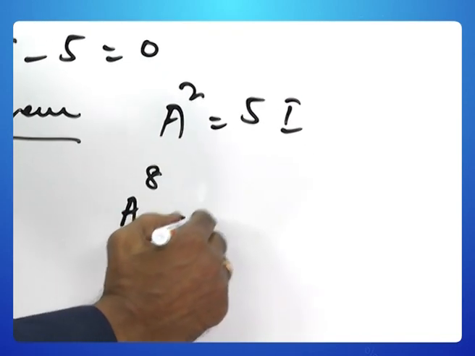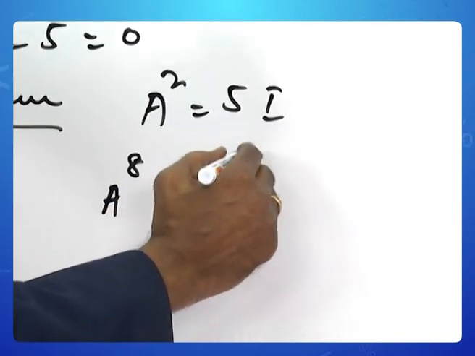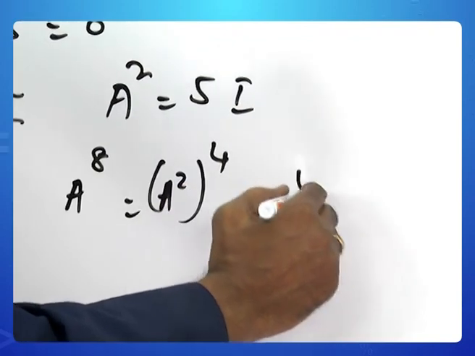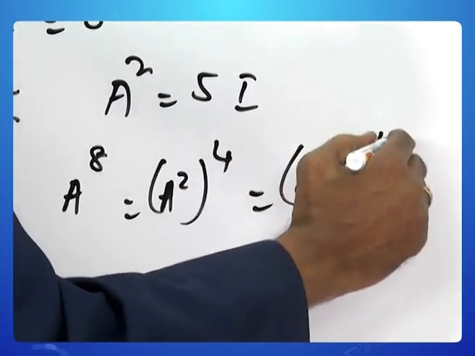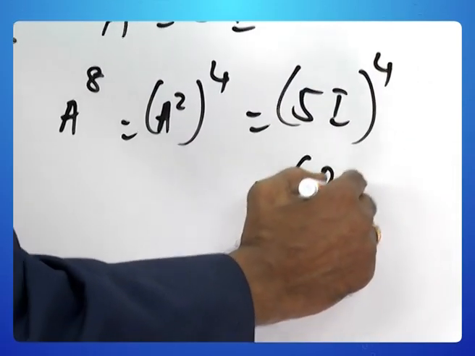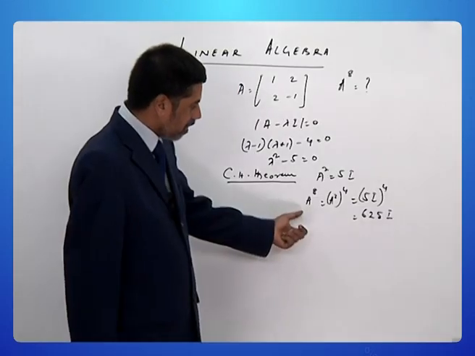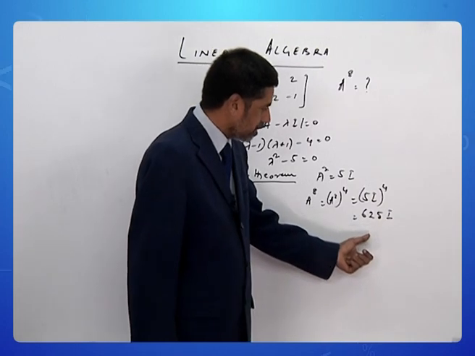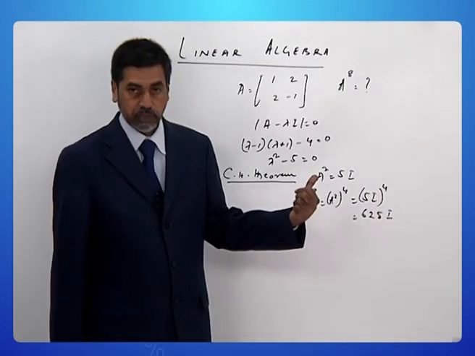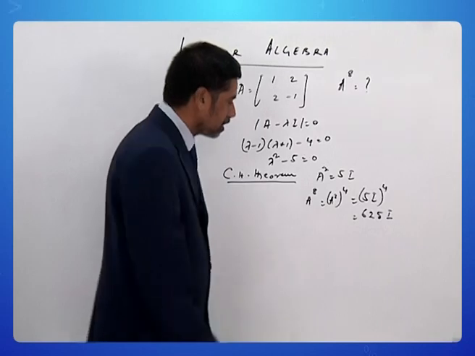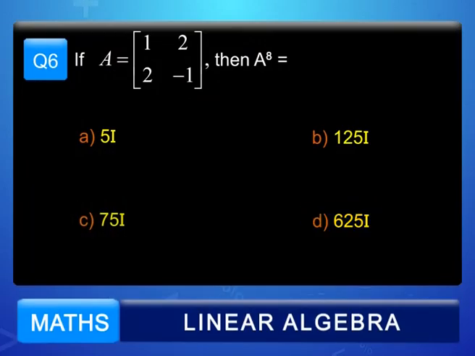A power 8 can be directly written as A square to the power of 4, which is 5I to the power of 4. This is 625I. So, you can see how fast one can calculate A to the power of 8 if you know the characteristic equation. So, you can see from the options that D is the correct answer.